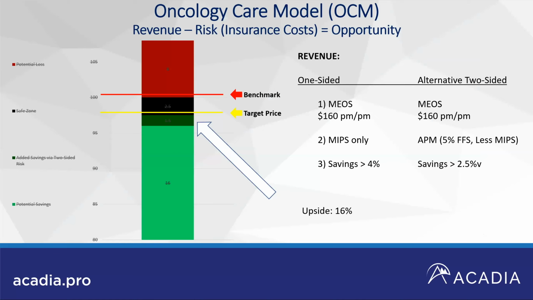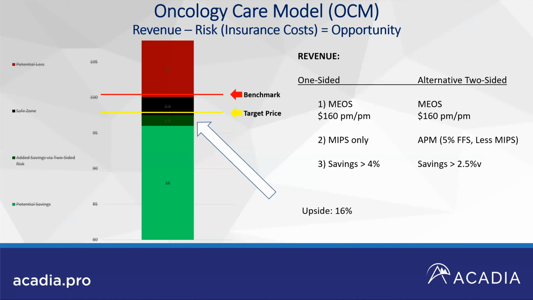I put this slide up because no slide has ever taken me longer to put together, but the idea here is this: safe zone number 1, right? You can have the safe zone where you have to get below the target price to make money, but if you're above the target price but below the benchmark, you don't have to pay anything.